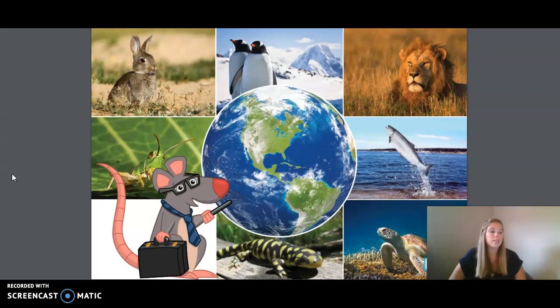Our next word is classify, which means to put things into groups based on similarities or type. Our next word is vertebrates, animals that have a backbone. And then we have invertebrates, animals that do not have a backbone. We are now going to move into today's reading.